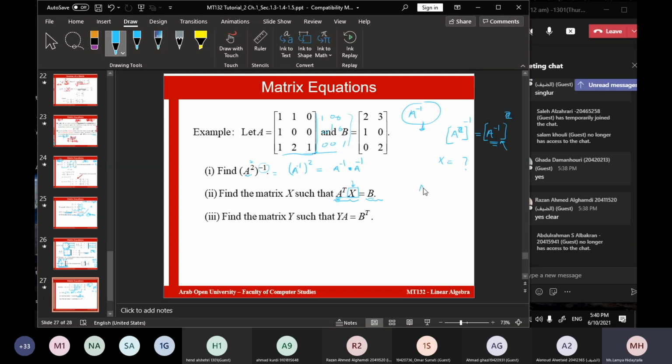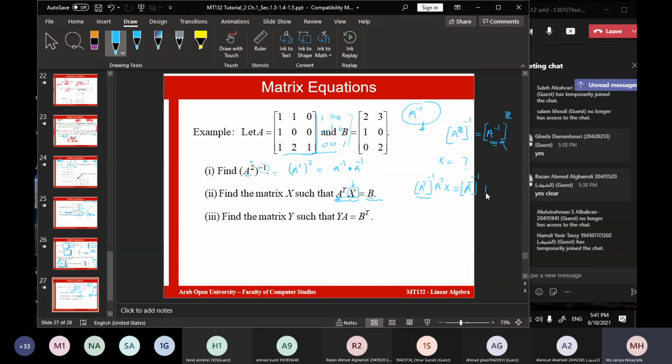So what do I have? The inverse of A transpose, then times A transpose, times X. This should equal, since I multiplied from the left, I should multiply this one from the left as well: the inverse of A transpose times B.